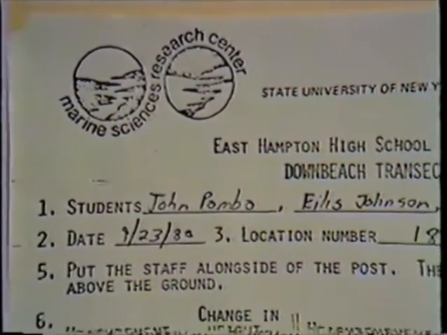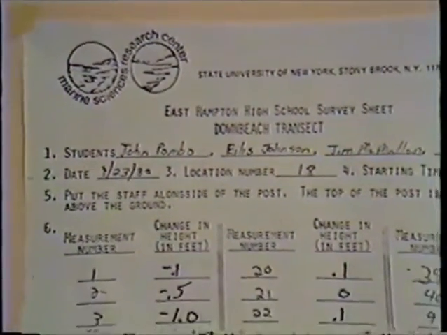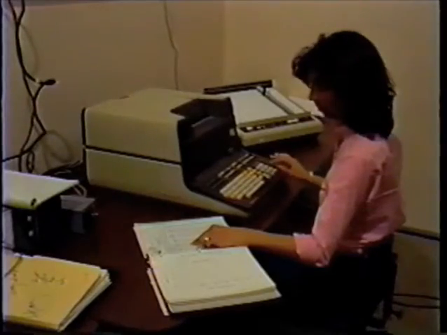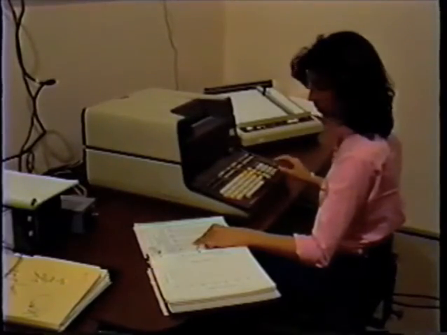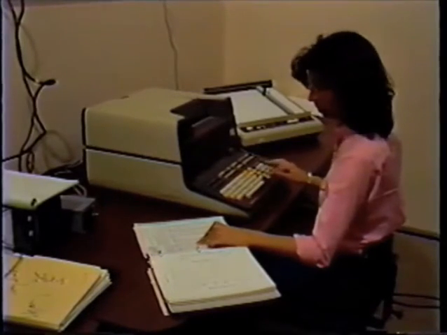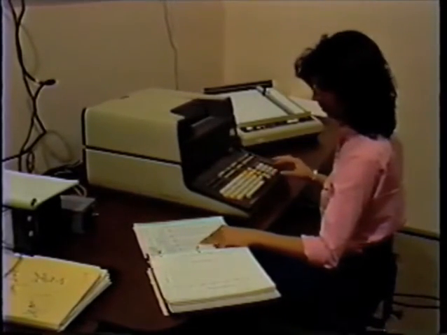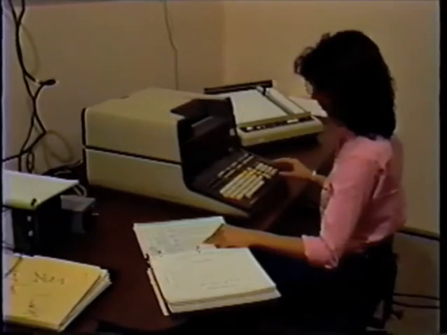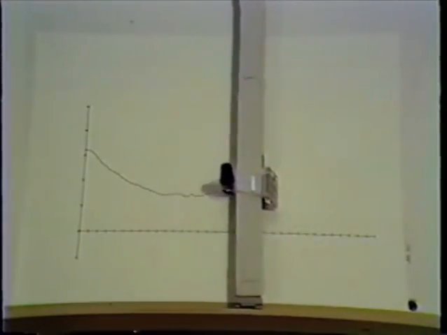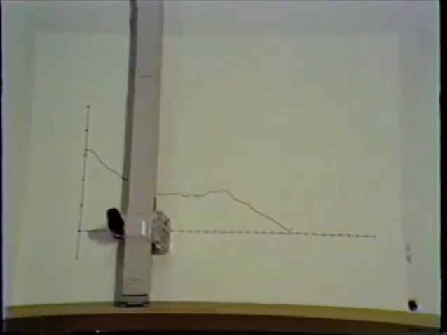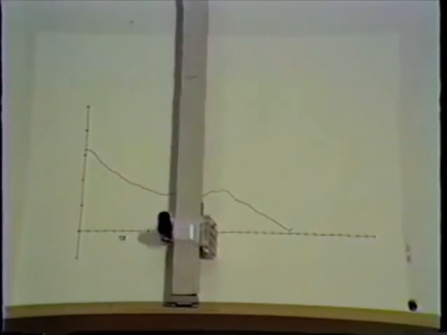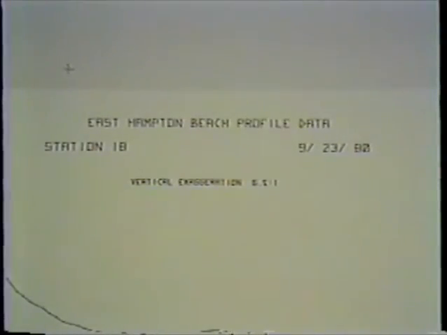After wave measurements and beach profiles are recorded, they are sent to the Marine Sciences Research Center. Here, Mindy Zimmerman programs them into a computer. The computer prints out the information as a graph. This provides scientists with a picture of the sand buildup at each of the measurement stations.